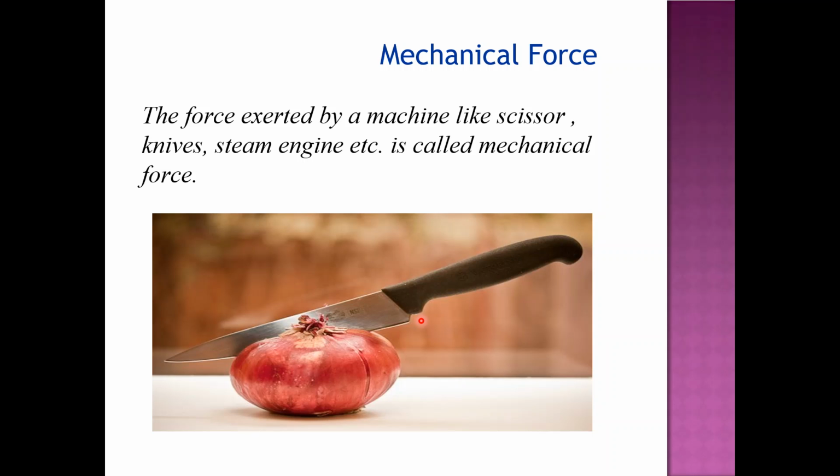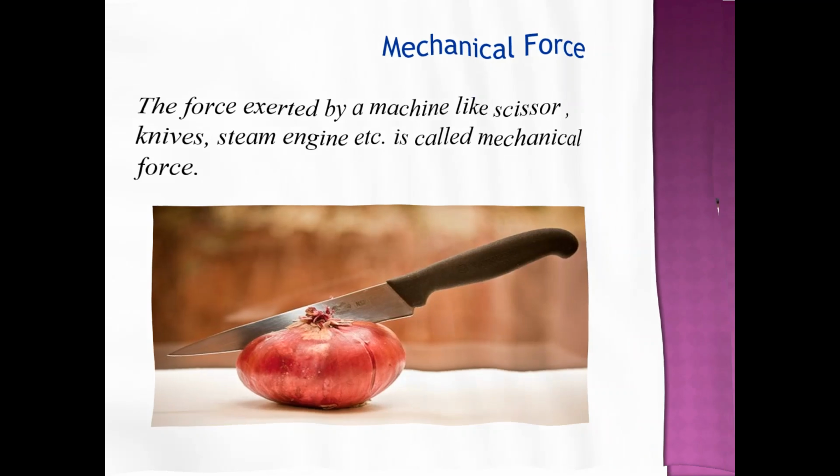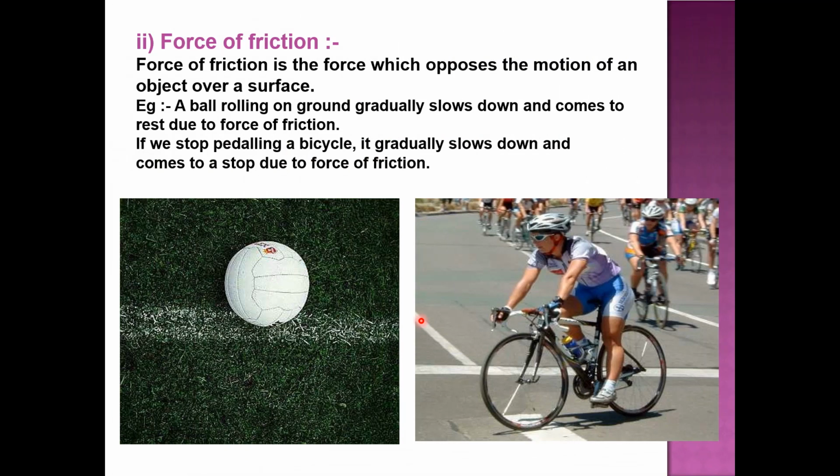The third type of contact force is frictional force. Force of friction is the force which opposes the motion of an object over a surface. For example, a ball rolling on the ground gradually slows down and comes to rest due to the force of friction. Whenever you stop pedaling, after some time, your bicycle comes to rest due to the force of friction.